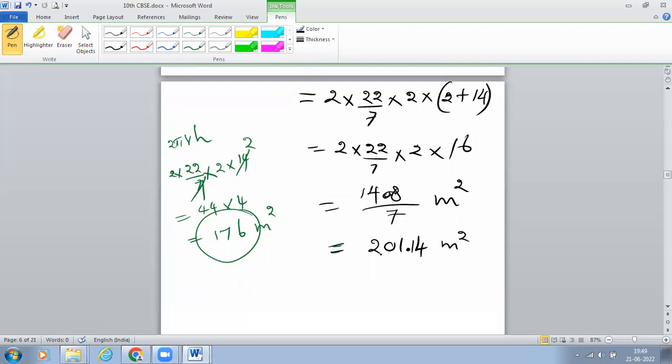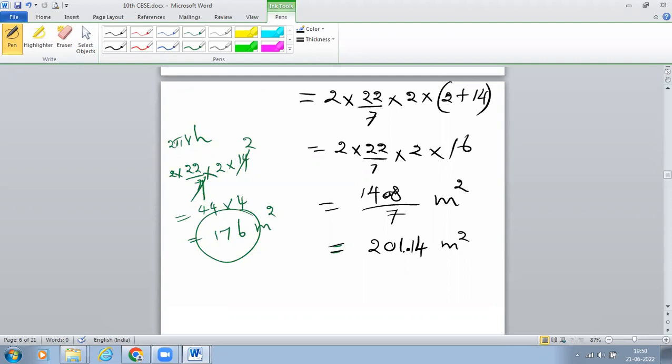Now, please tell me, ma, what is the area of one metal sheet? 1 meter square, yes. The area of one metal sheet is 1 meter square. But the total area of one cylinder is 201.14 meter square. So in order to make this one cylinder, how many metal sheets are needed? 201.148. So at least we need 202, approximately 202 metal sheets to make one cylinder.